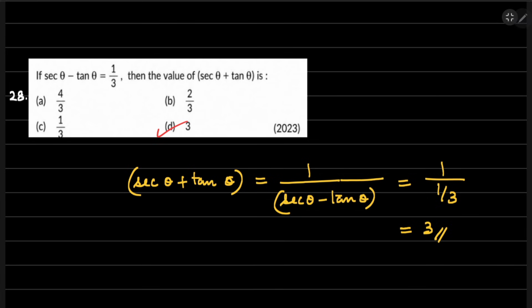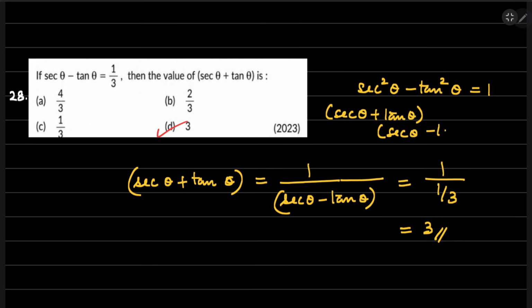And where is this coming from? This is coming from the identity secant square theta minus tan square theta is equal to 1. Then you expand this as secant theta plus tan theta multiplied by secant theta minus tan theta is equal to 1. A plus B into A minus B equal to 1. So A plus B will be equal to 1 by A minus B, or A minus B will be equal to 1 by A plus B. If such questions are asked in your exam, you need not solve at all. Just directly write the option.